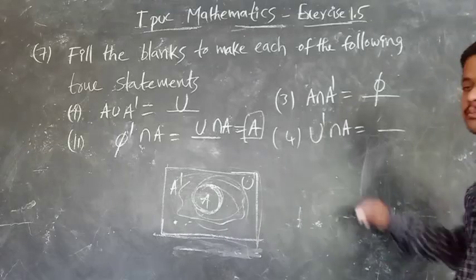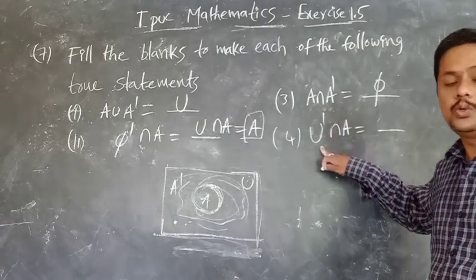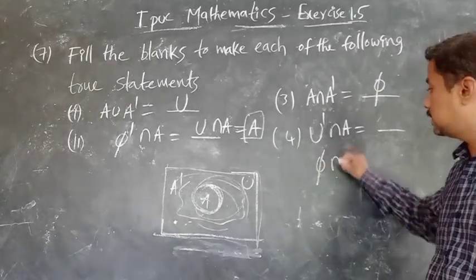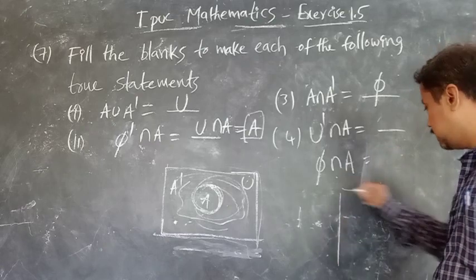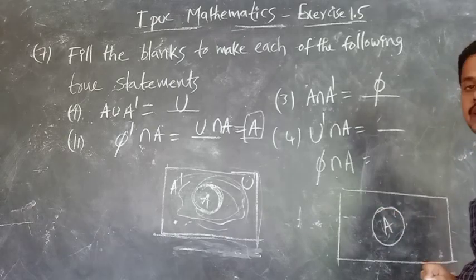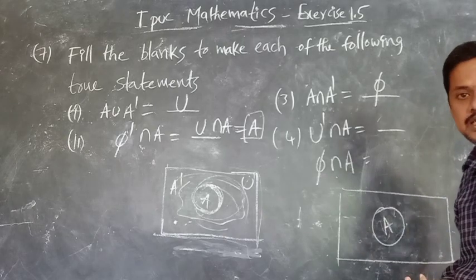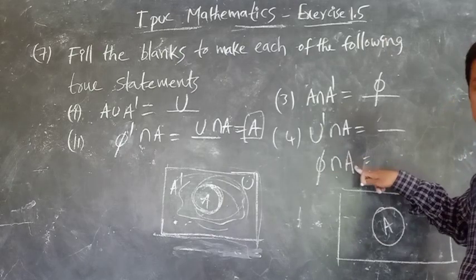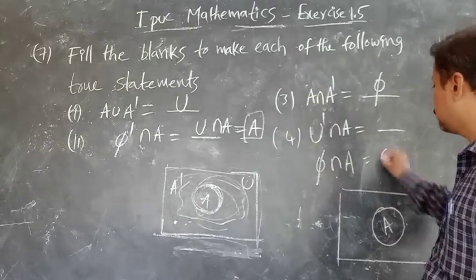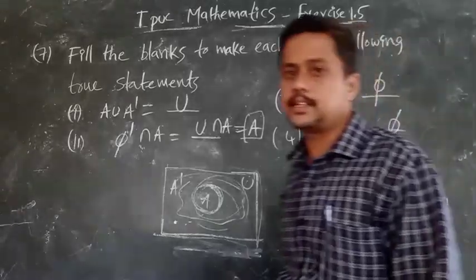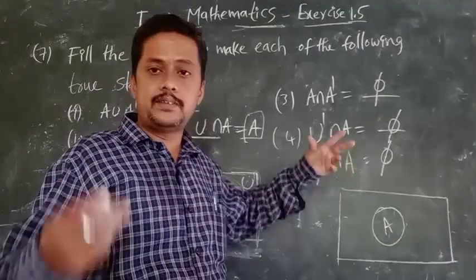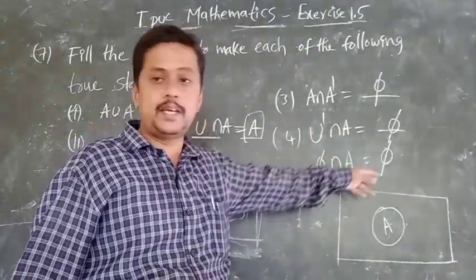U dash. What is U dash? Already told. U dash is equal to pi. Intersection A. Okay, let us draw another Venn diagram. This is A. Pi intersection A. Pi means the empty set. Empty set intersection A. There is no element in pi, so the intersection will be empty. So the answer is pi. Understood or not? Like that we have to think. There is no element in pi. Pi intersection A means pi.